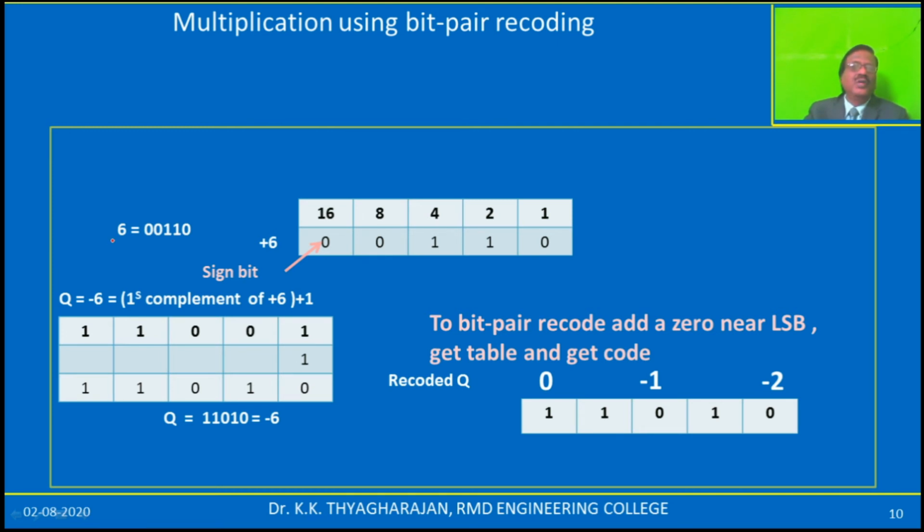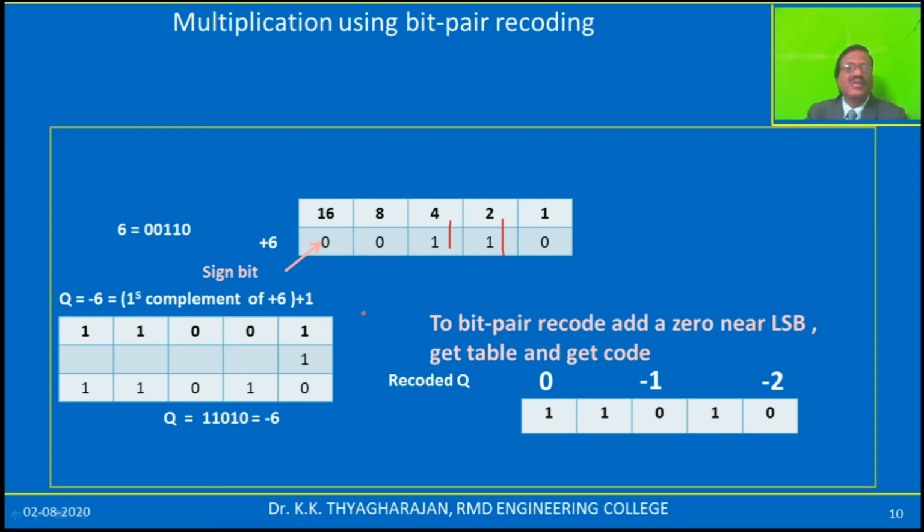Now you have to convert the multiplier 6 to a binary number. Since the multiplicand is represented with 5 bits, here also you have to use 5 bits for the multiplier. So you put 1, 2, 4, 8, 16. For 6 you need 4 and 2, then the remaining bits will be 0. So the binary code is 00110. It is for 6.